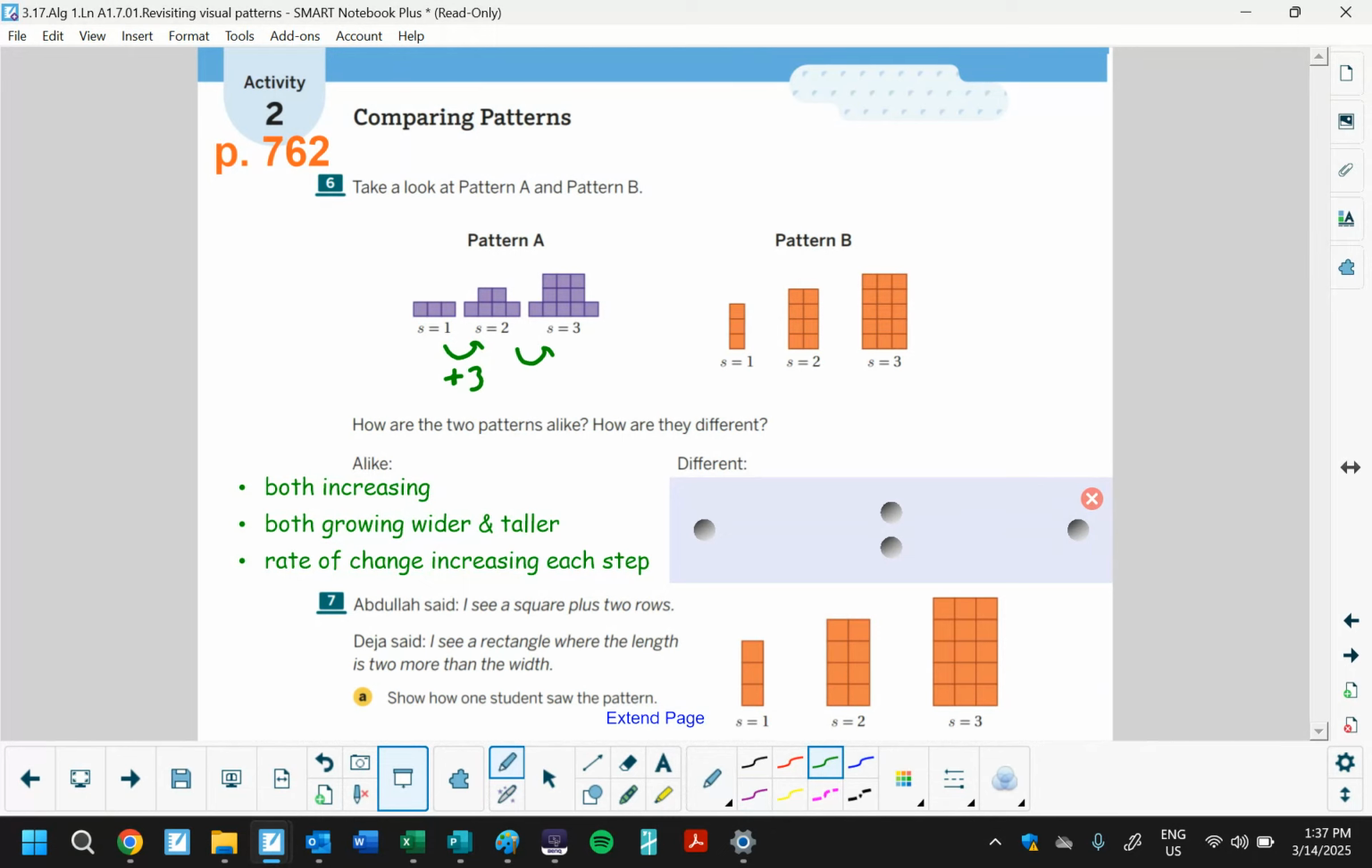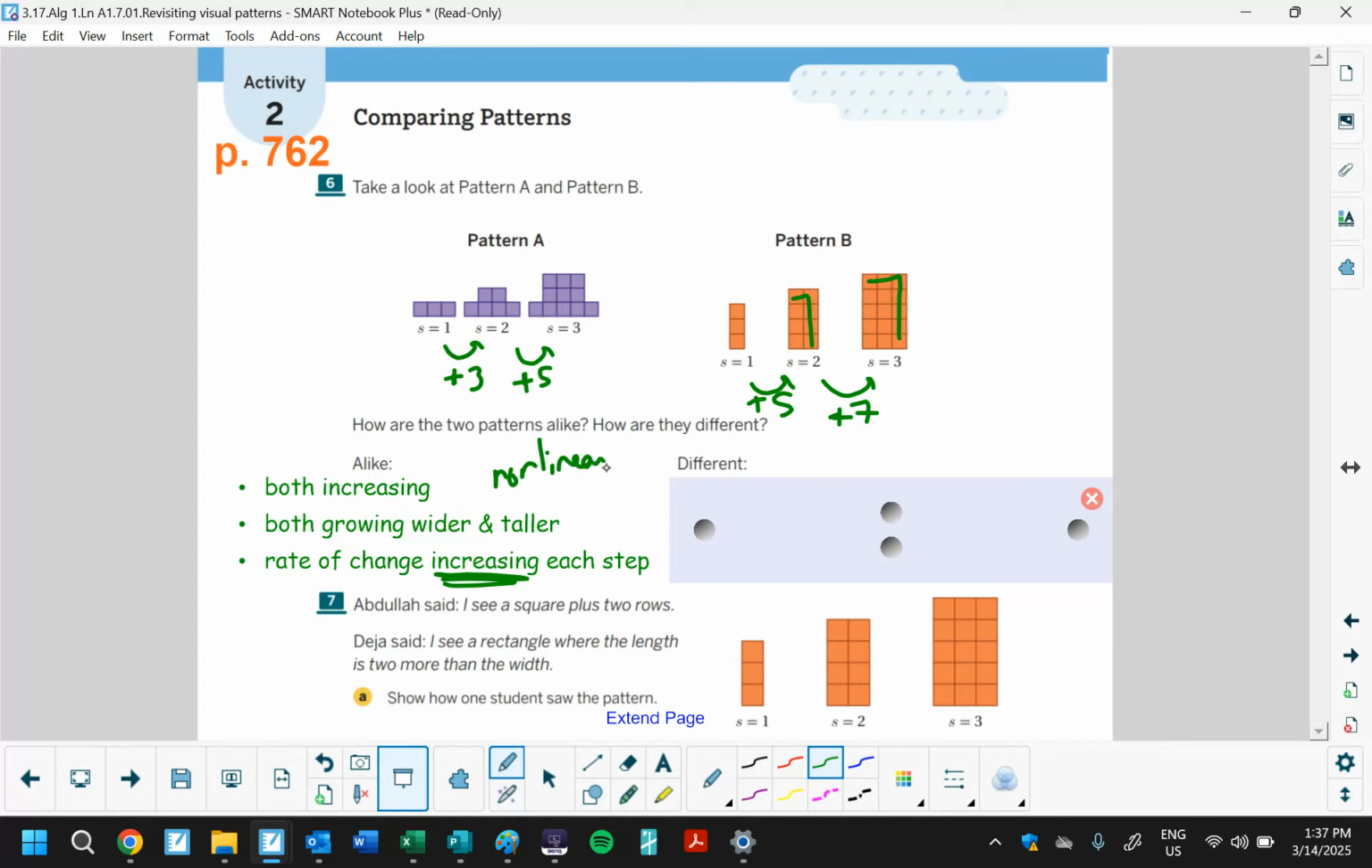But then it doesn't go up by another 3 blocks. It will go up 5, from 6 to 11. Here it seems to add 1, 2, 3, 4, 5, and then it seems to add 1, 2, 3, 4, 5, 6, 7. So their rate of change is not a constant rate of change. I guess you could say then that neither are linear. They're both nonlinear. All right.